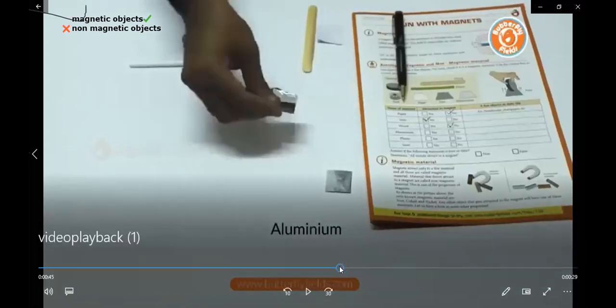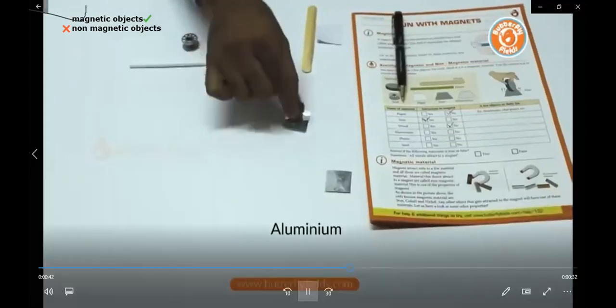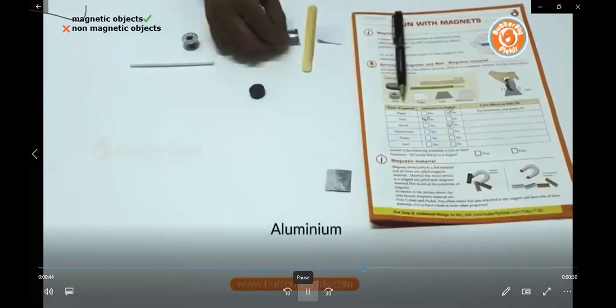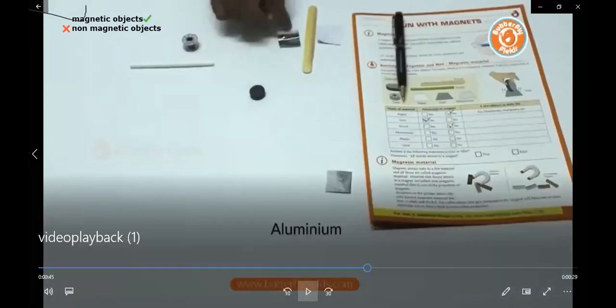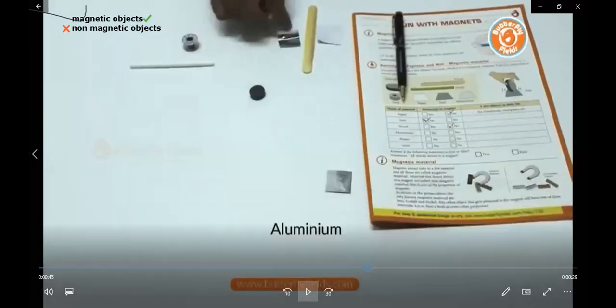So look, here is the aluminum sheet. Did the magnet attract it? No. So is the aluminum magnetic or non-magnetic? Non-magnetic. Bravo, Fatima.